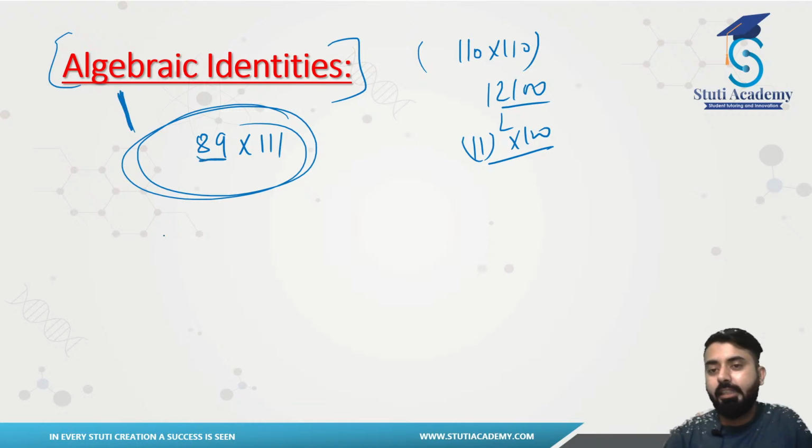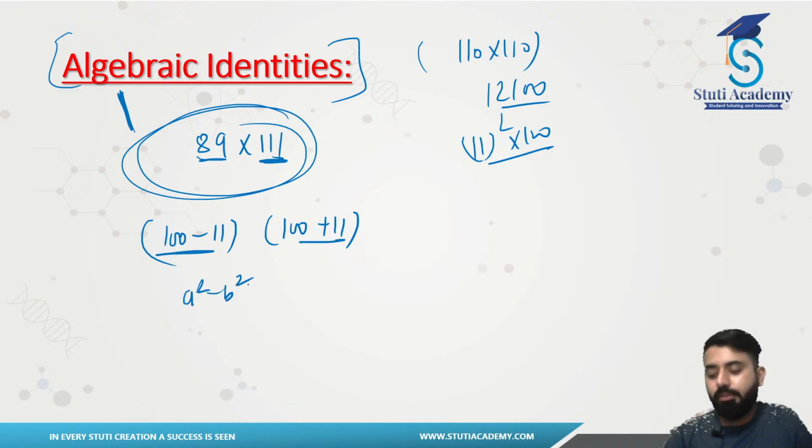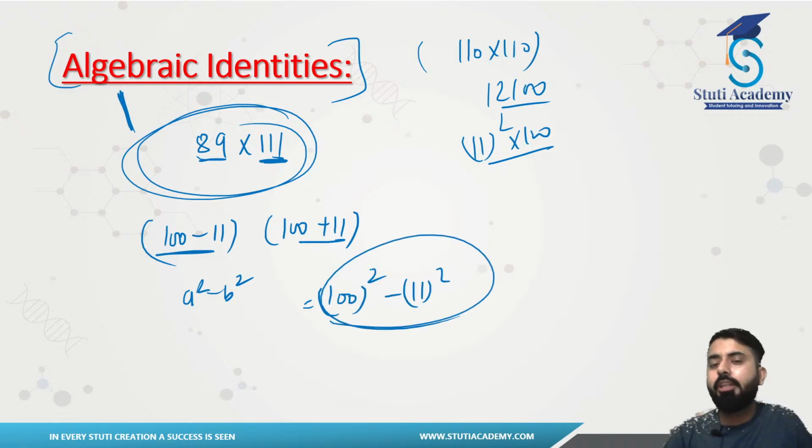See, can I write 89 like this, 100 minus 11, right? And can I write 111 like this, 100 plus 11. Now you guys see a minus b, a plus b, a square minus b square. So this will be what? Square of 100 minus square of 11. So you guys see, the answer will be quite easy to calculate. So this is how you are going to use your algebraic identities in order to do your basic calculations, or you can just factorize some.